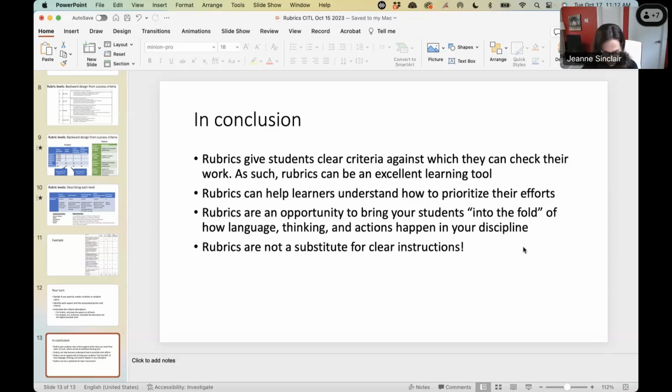But importantly, rubrics are not a substitute for clear instructions, so we can't say no instructions and just give a rubric. We have to give instructions as well. Think of it as the bookends of the assignment. They get the instructions, they get the rubric, and with that, they're well prepared to do their very best work on the assignment and show what they know. Okay, I am going to stop there, and I'm here to hear any questions or discussion.